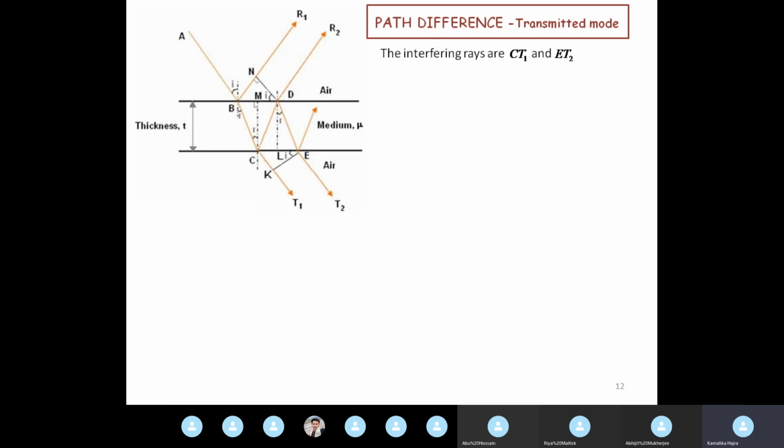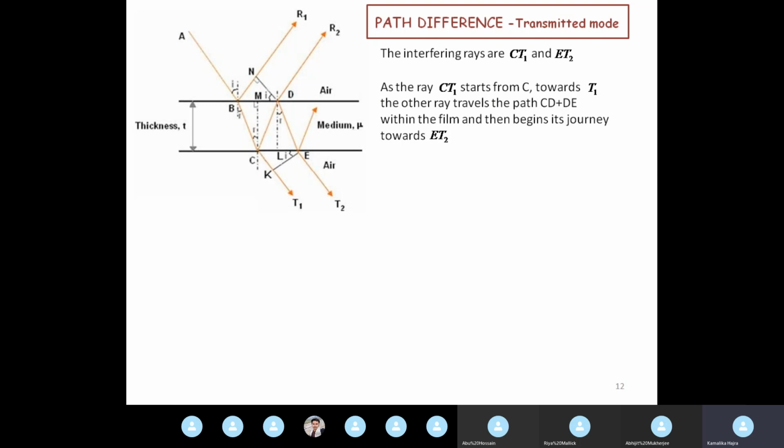So here the interfering rays are CT1 and ET2. Once again, you can write down their amplitudes and do the calculations as we did for the reflected mode rays, and you can come to the conclusion that the interfering rays will be the first two rays, because they are the ones which have amplitudes close to each other, and therefore intensities which are equal or nearly equal.